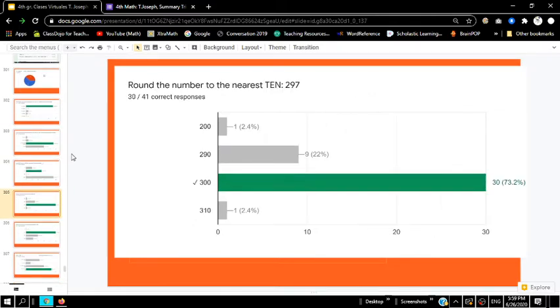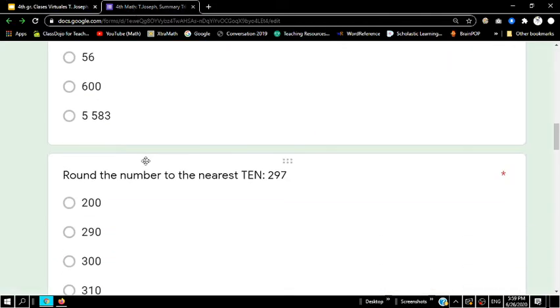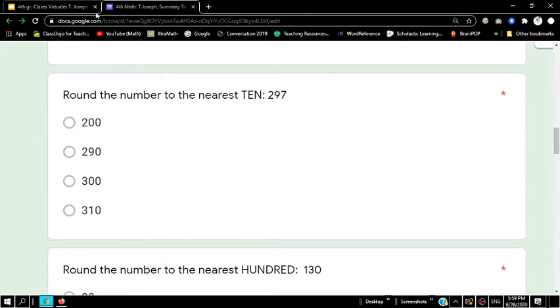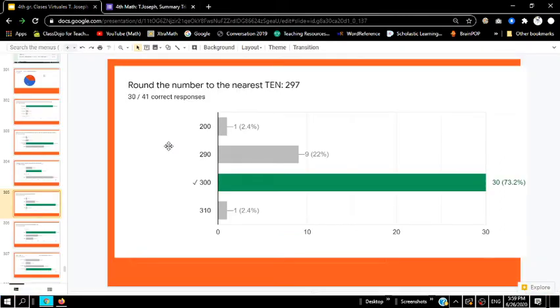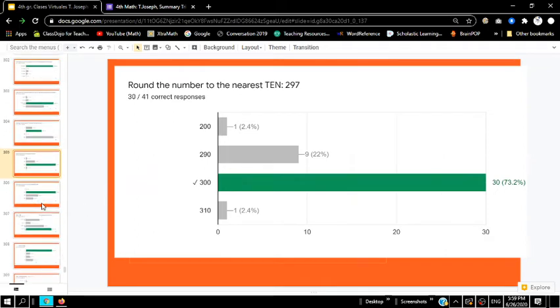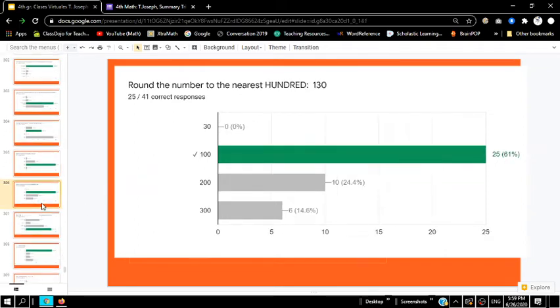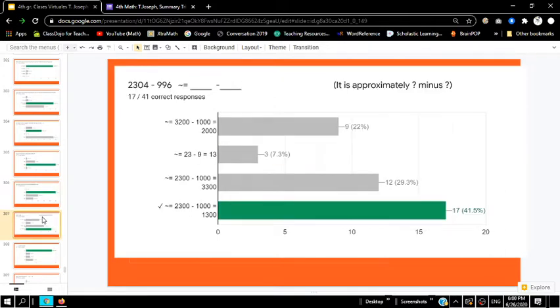The next question says, round the number to the nearest 10. 297. If we look at 297, rounded to the nearest 10 should be 300. Most students got that correct. Congratulations. The next question says, round the number to the nearest 100. Most students got this one correct as well. 100 is the closest number rounded to the nearest 100.